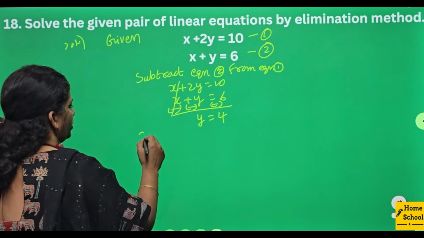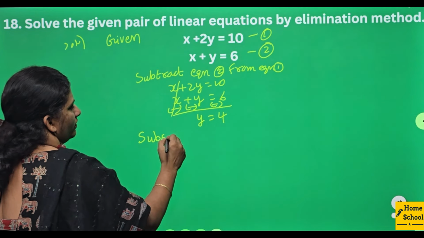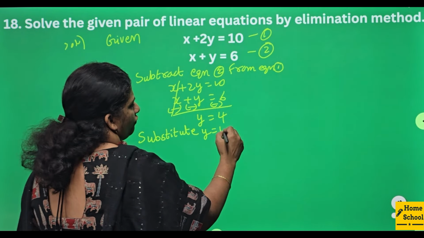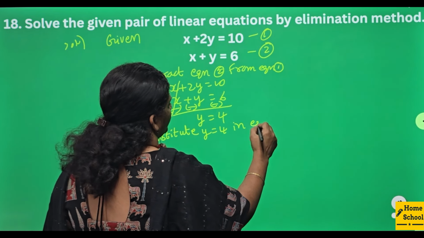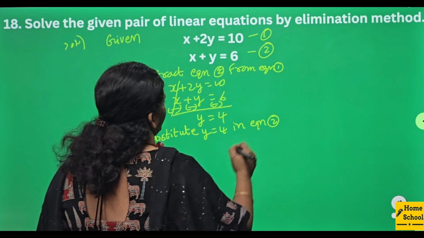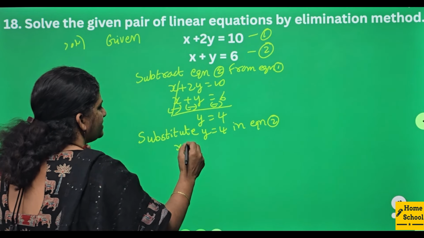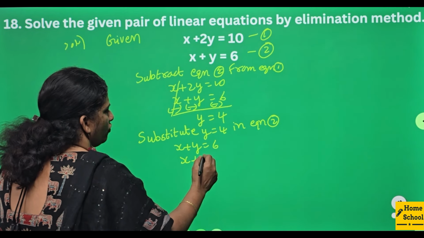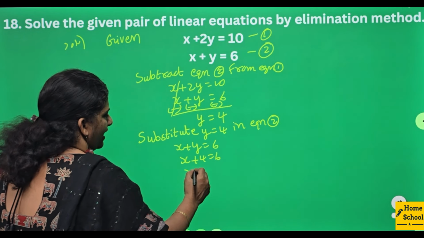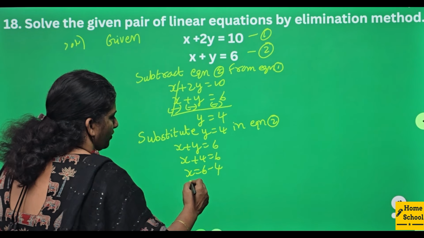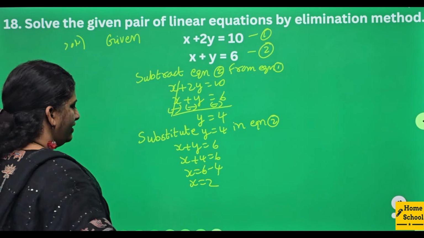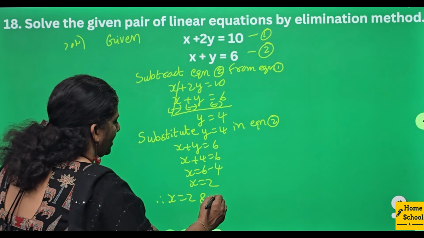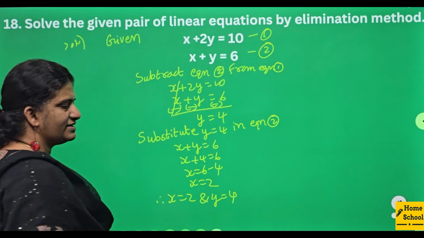Now substitute y is equal to 4 in any one of the equations. Let's substitute in 2. X plus y is equal to 6. X plus 4 equal to 6. X is equal to 6 minus 4. X is equal to 2. Therefore, x is equal to 2 and y is equal to 4 is your answer.